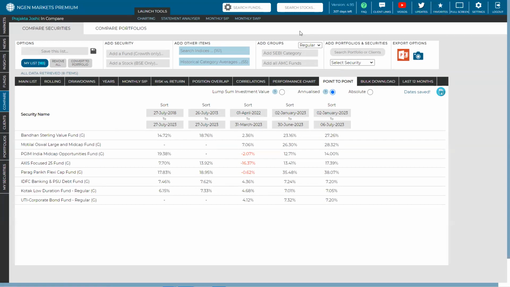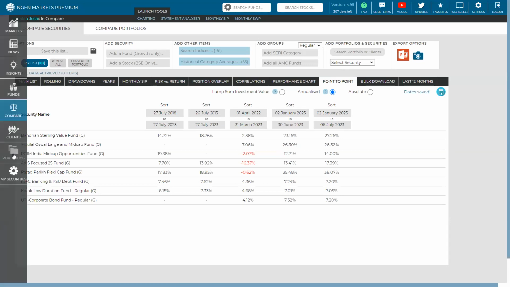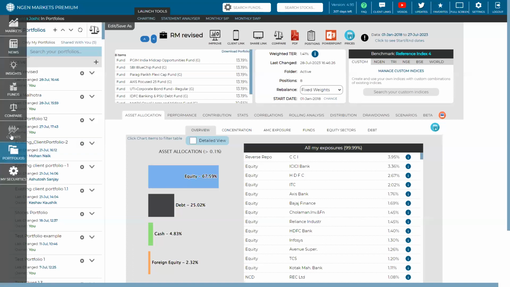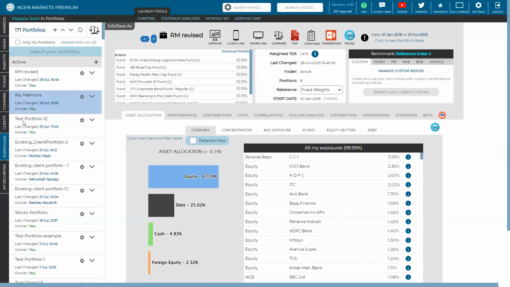Next, how can we decide which benchmark is to be considered? Okay, so when you choose a portfolio, it will automatically benchmark the portfolio's performance against the reference indices that we have created.